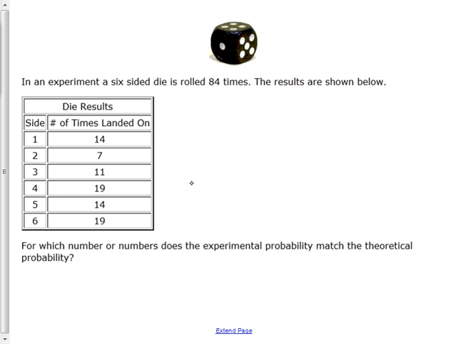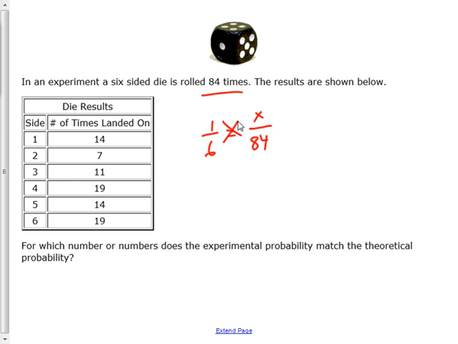In an experiment, a 6-sided die is rolled 84 times. The results are shown below. So these are the experimental results. For which number or numbers does the experimental probability match the theoretical probability? Okay, so now in this case, all of them are going to be the same, 1/6. Okay, so we want x over 84. Okay, so every number is equally likely, so 1/6. So since all of them are equally likely, we can just do 1/6 equals x over 84.